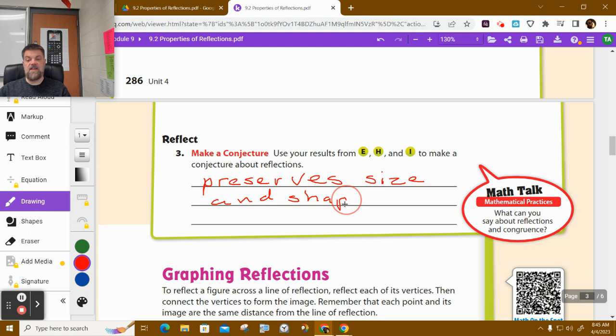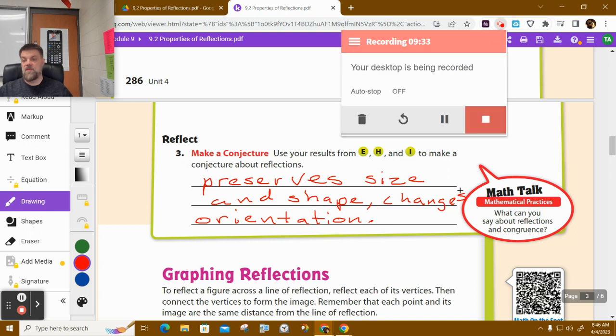That's the only thing it preserves. The reflection changes the orientation. So say changes orientation, and then that's it. The bell's going to ring in a second. Orientation. Yes.